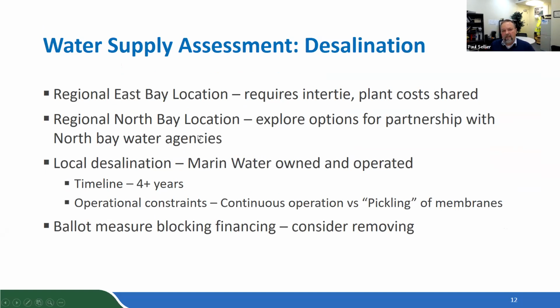But desalination options, for example, might include a regional East Bay option or a regional North Bay, as well as taking a look at the local desalination. Of course, we have a whole EIR that's been done on that, so a lot of information exists there. With respect to any of the desal options, though, the board may recall that we have the ballot measure that's blocking the financing or really preventing us from moving forward with a desalination plant should the board decide to do that. So I would say we'll be back maybe at another board meeting to discuss further whether this is something that you would like staff to pursue, to remove the existing ballot measure.